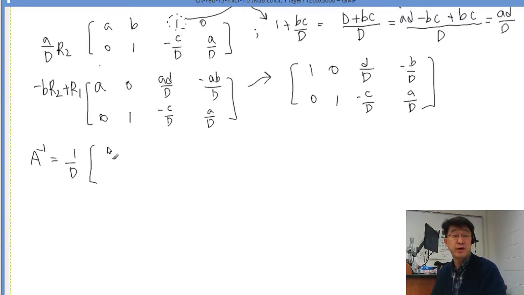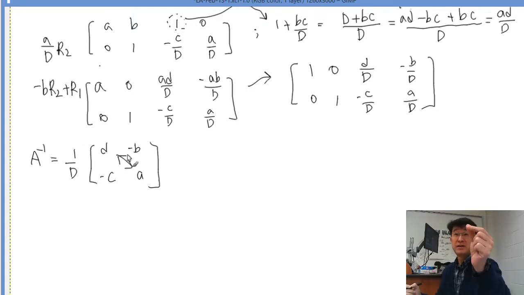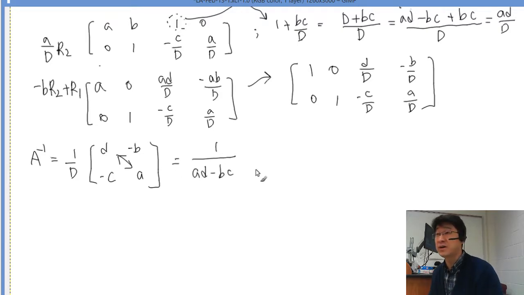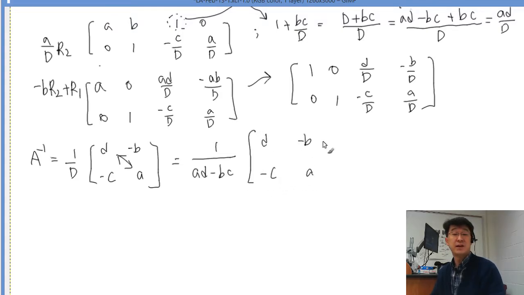So what are you left with? The numerator: D, minus B, minus C, and A, right? The original locations were A and D. They are swapped around, the diagonal, and B, C stay in the same position, but change the sign. And there is a scalar you have to take care of. What is that? Down there, capital D is AD minus BC. So that's the formula. AD minus BC, that's a scalar out there. And D, negative B, negative C, and A.